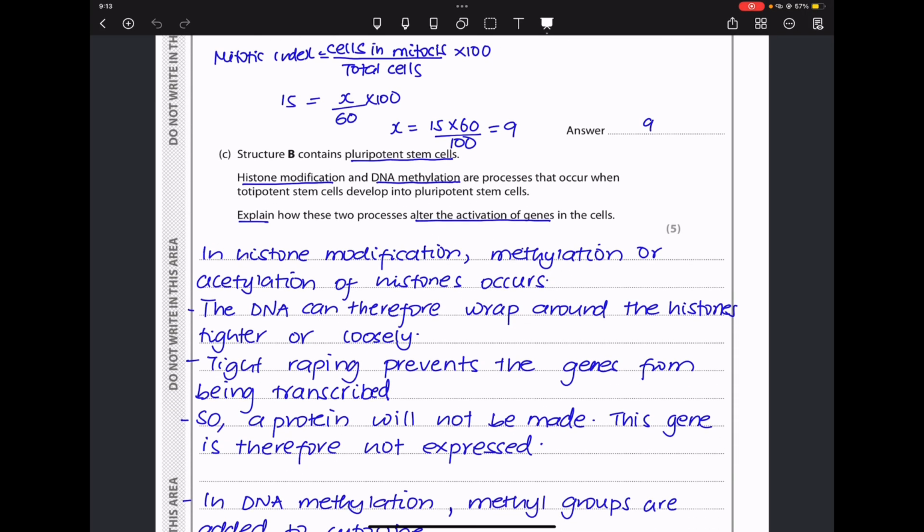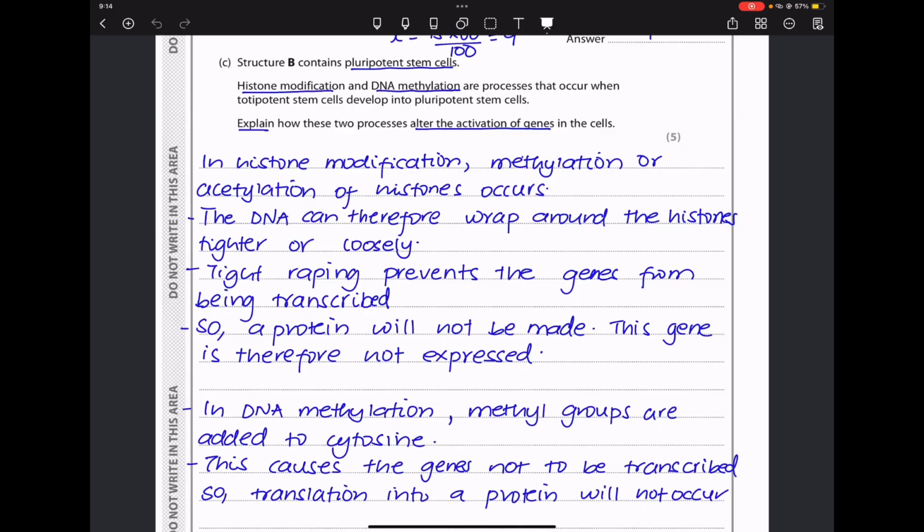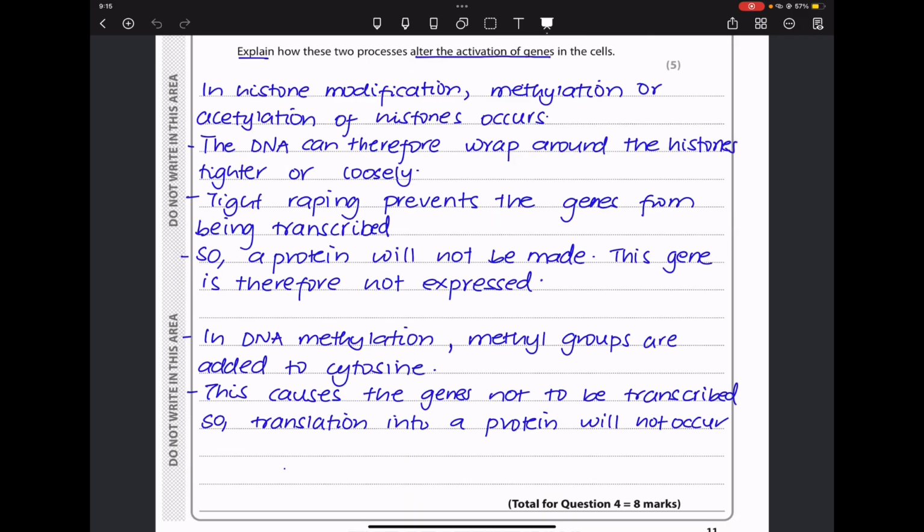So here I said in histone modification, methylation or acetylation of histones occurs. The DNA can therefore wrap around the histones tighter or loosely depending on which process has occurred, methylation or acetylation. Tight wrapping prevents the genes from being transcribed, so a protein will not be made, and this gene will therefore not be expressed. In DNA methylation, methyl groups are added to cytosine. This causes the genes not to be transcribed, so translation into a protein will not occur.